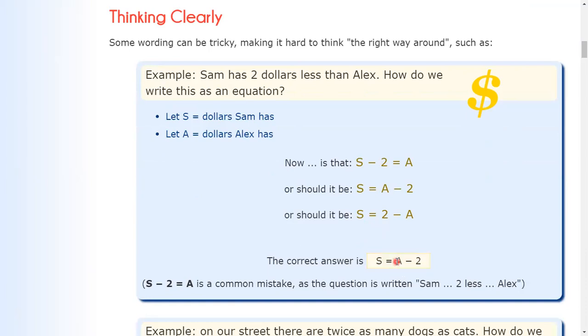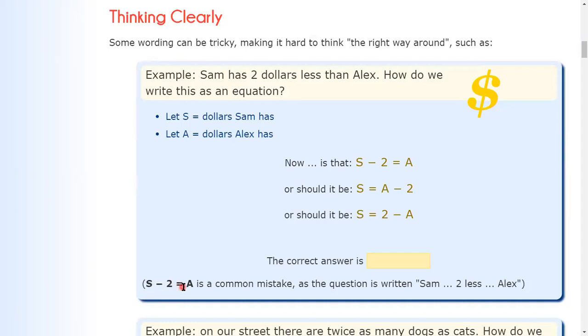Normally, S minus 2 is equal to A is a common mistake. The question is written as: Sam has $2 less than Alex. Immediately we are just used to writing S minus 2 equals A, but that is the common mistake.